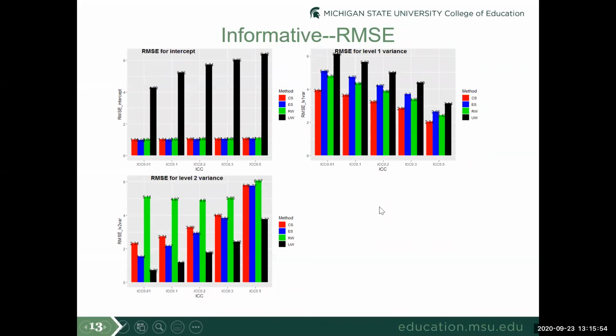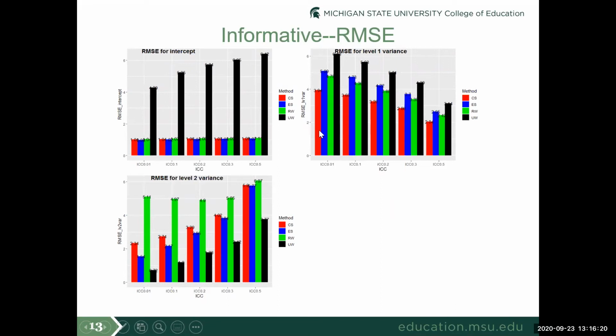As for the effect of ICC, as ICC increases, the RMSE for intercept with the unweighted method increases as well. But the RMSE with the three weighted estimators remains almost the same. You can see that.